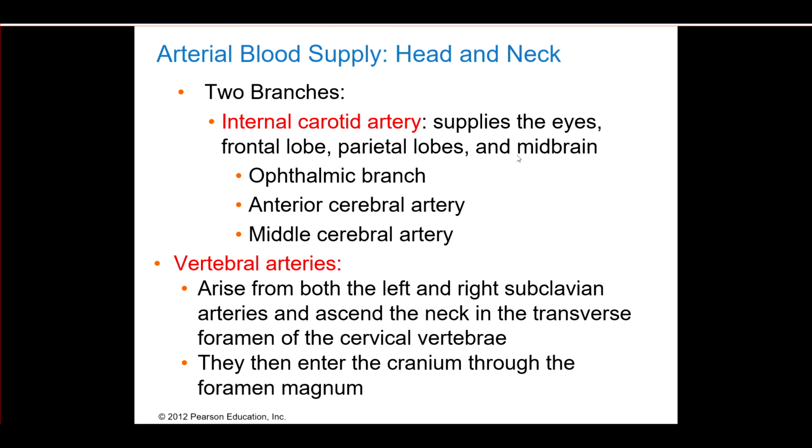So it turns out there's three branches. The branch that's going to go to the eyes is the ophthalmic branch. The one that's probably going to go to the frontal lobe is the anterior cerebral artery. And then the one that's going to go to the parietal lobes as well as the midbrain is the middle cerebral artery. We're going to look at these in great detail on the next lesson. So I just want you to kind of be aware of them now.